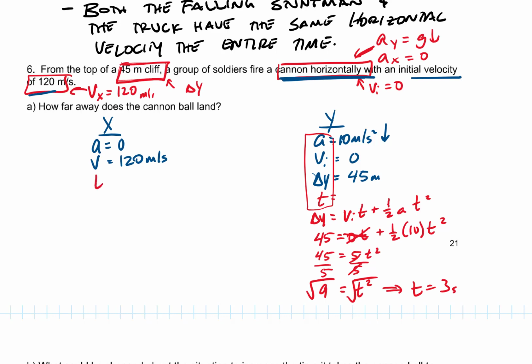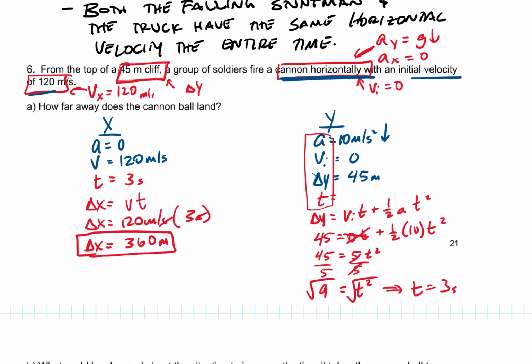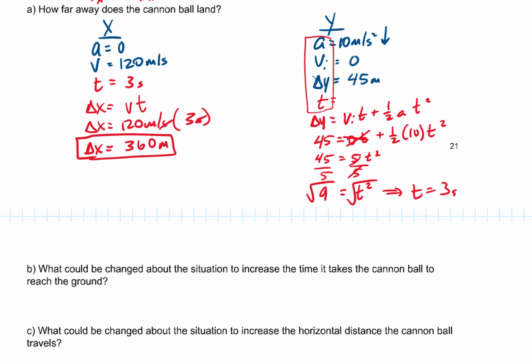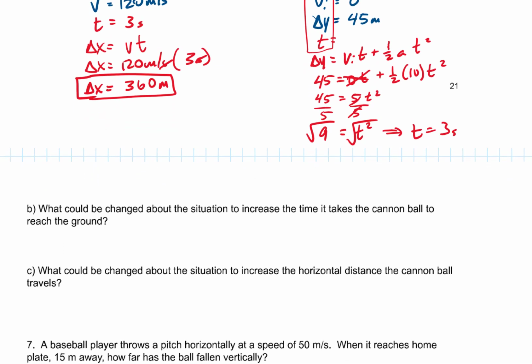So over here in the x direction, I know that my time is 3 seconds. So if I want my delta x, it's velocity times time. So delta x is 120 meters per second times 3 seconds. Seconds goes away. And my delta x comes out to be 360 meters. What could be changed about this situation to increase the time it takes for the cannonball to reach the ground?